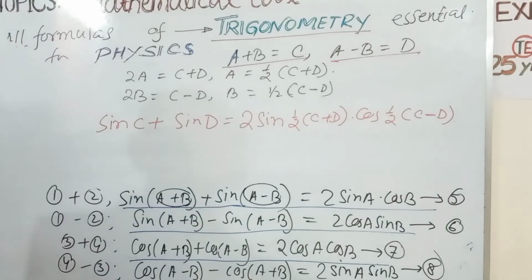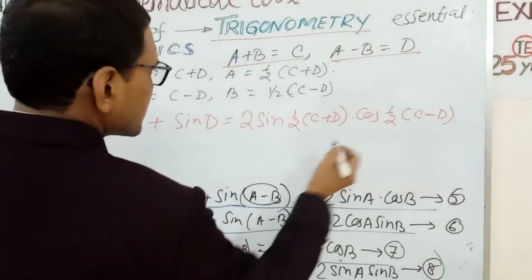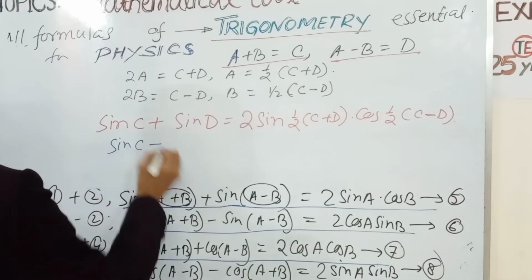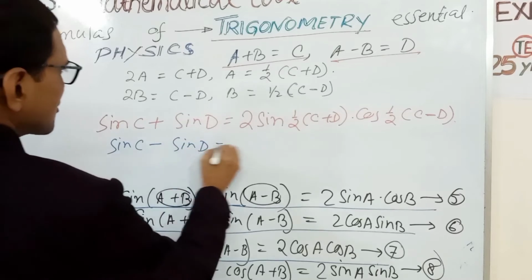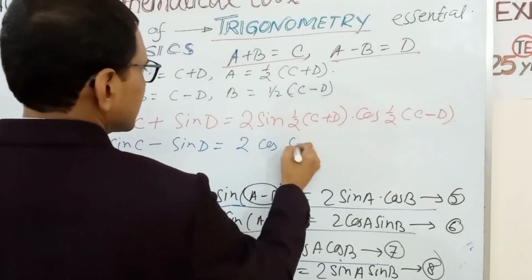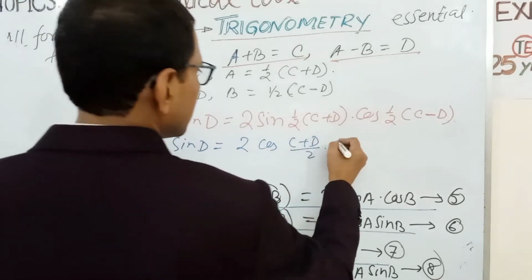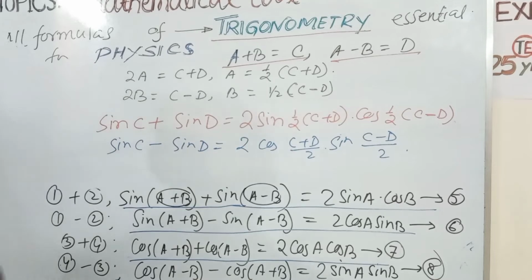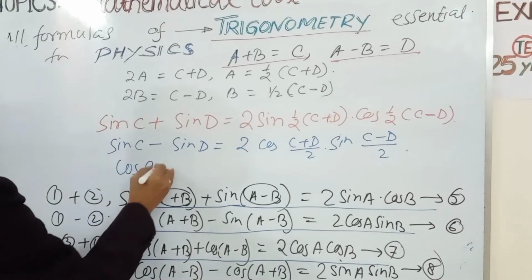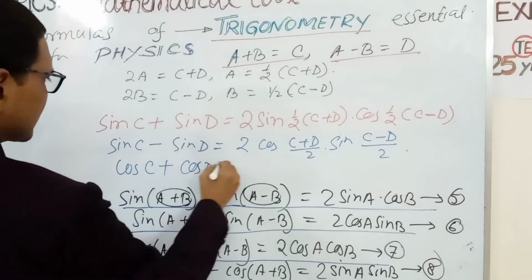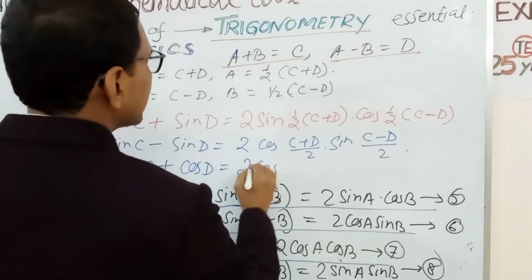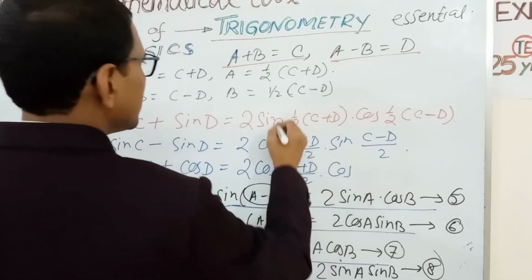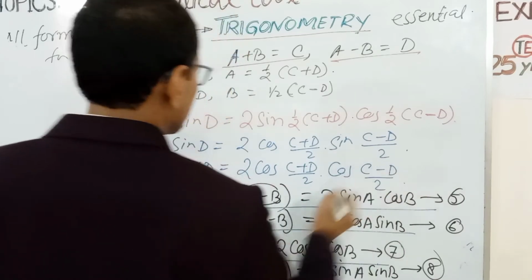So sin c plus sin d becomes 2 sin (c plus d by 2) cos (c minus d by 2), and sin c minus sin d equals 2 cos (c plus d by 2) sin (c minus d by 2). Okay, now next, cos c plus cos d equals 2 cos (c plus d by 2) into cos (c minus d by 2).